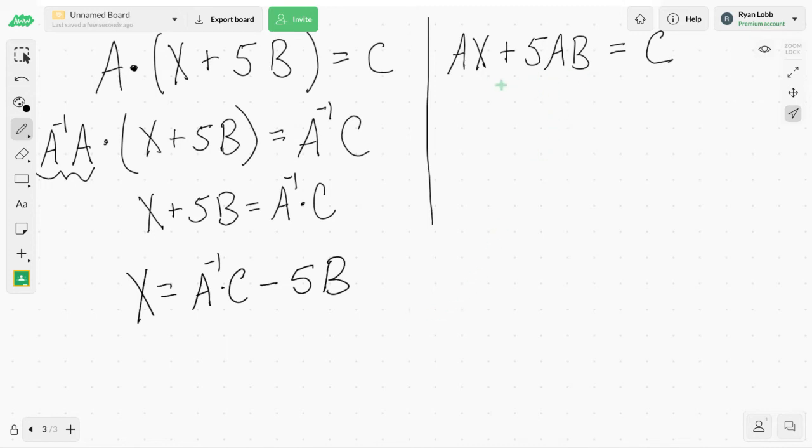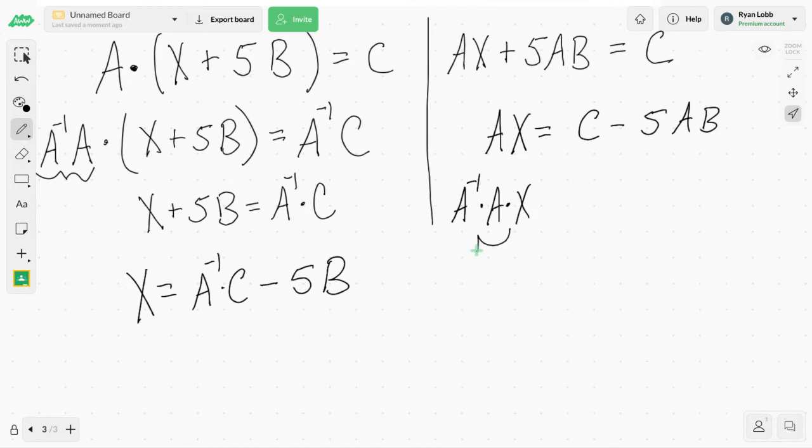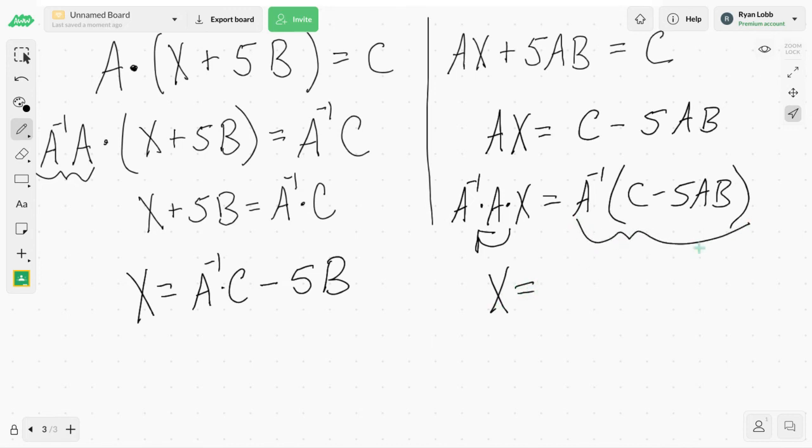Or if we went over here, right, if I want to solve here for X, I can subtract the 5AB over. So then I would have AX equals C minus 5AB. And now when I multiply both sides by A inverse, I get A inverse times A times X. A inverse is on the left. So over here equals A inverse on the left times C minus 5AB. So now I have X equals that right here.